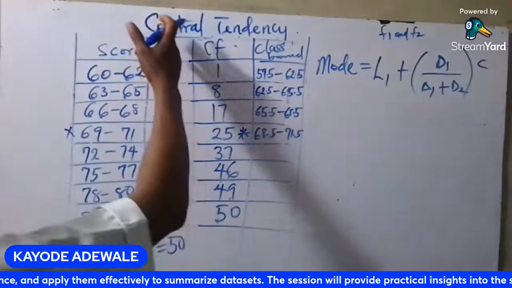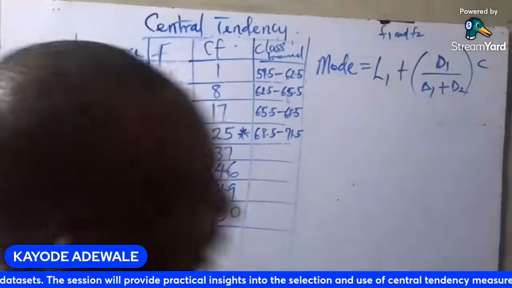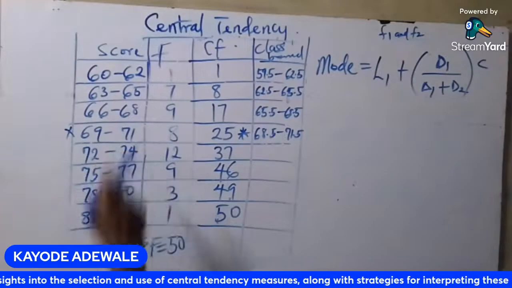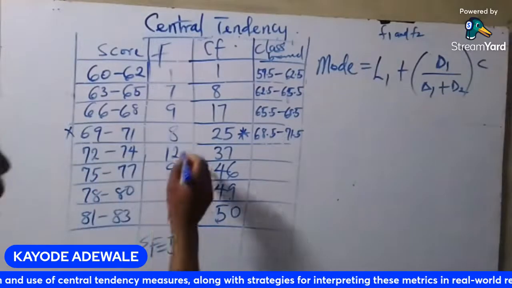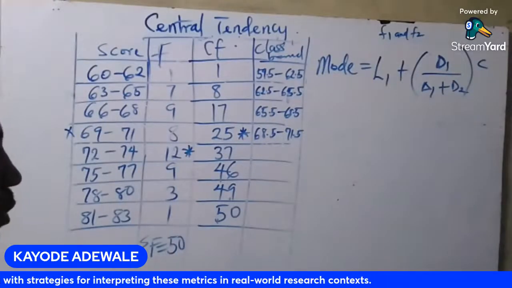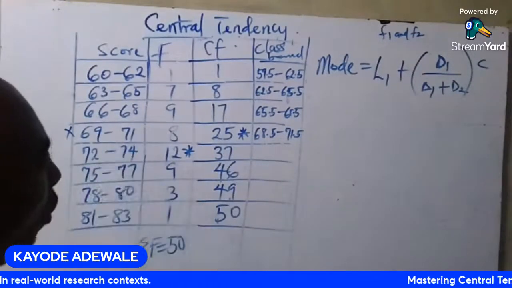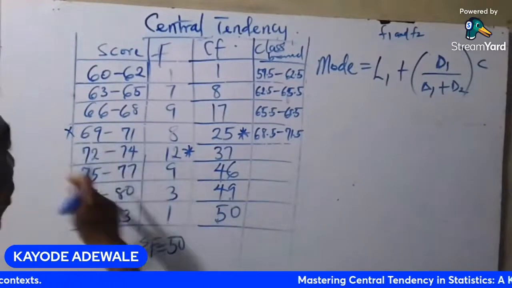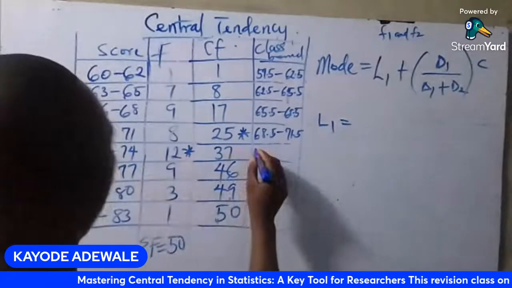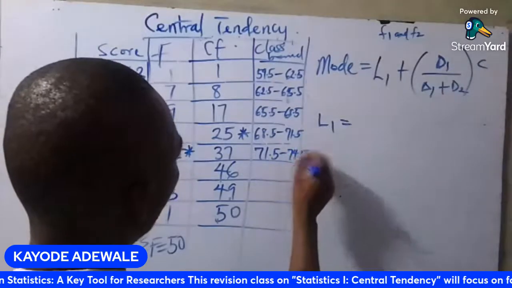When we look at this frequency now, and ask which category of scores is more, the category that is more here is between 72 and 74, which is 12. So that means our modal class is between 72 and 74. What is the lower class boundary of that place? Don't forget, we are continuing with lower class boundary. So this place will be 71.5, and this upper class boundary will be 74.5.